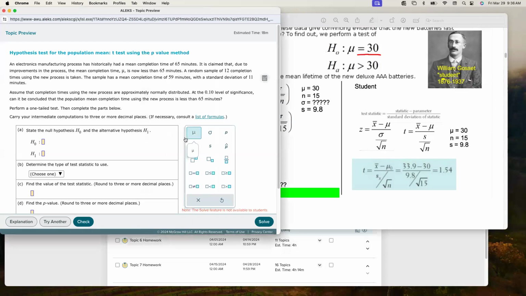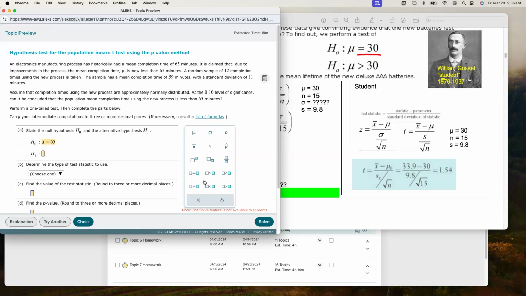Okay, so all right, this scenario here is a manufacturing process that has a completion time of 65 minutes. So that is the historic one, or the one they're claiming, or assuming it's true, the old method, however you want to word that. So we're going to go ahead and enter in mu equals 65. And if we go down here, it says it's claimed that due to improvements in the process, the mean completion time is now going to be less than 65.